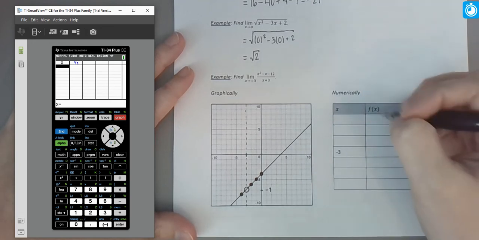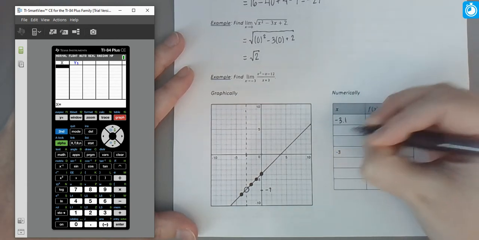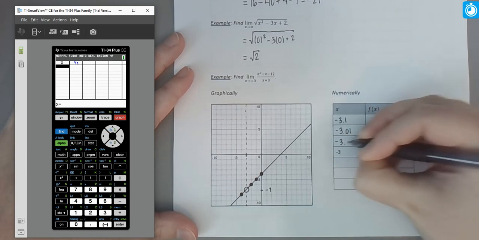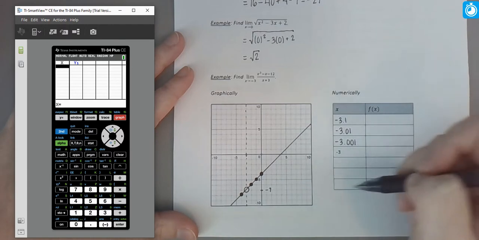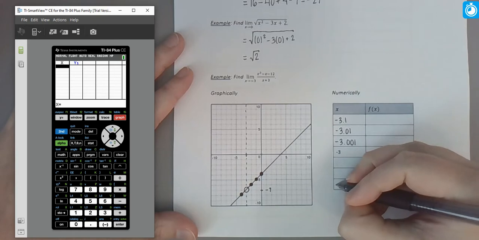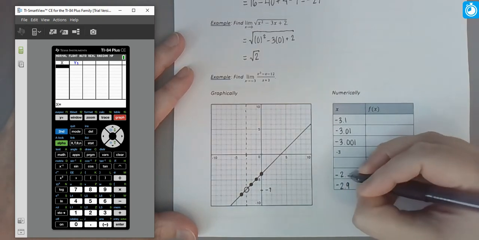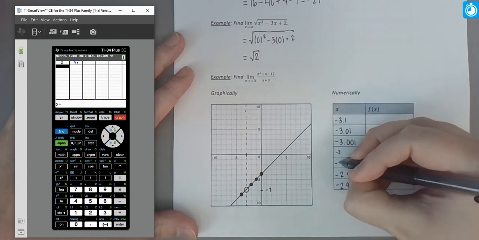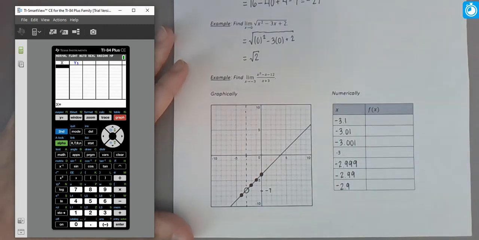So smaller than negative 3, those are things that are more negative. So negative 3.1, negative 3.01, negative 3.001, things like that. Things over here will be numbers that are negative but larger than negative 3. So negative 2.9 would be larger, negative 2.99 would be larger but a little closer, negative 2.999, again larger but even closer.